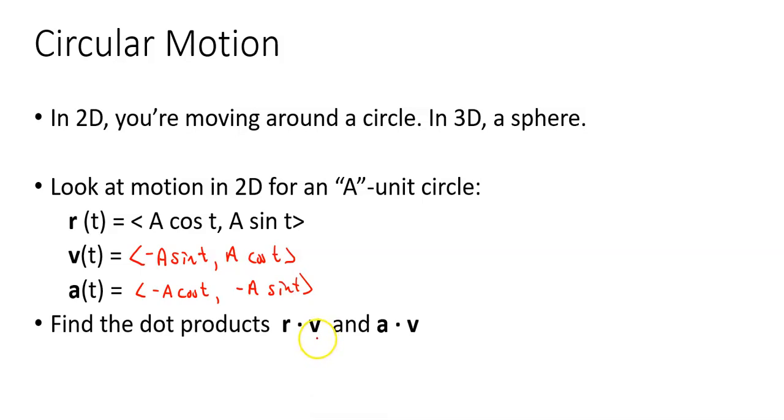Right? If you take the dot product of r and v, you're going to end up with what? I'll do one of these, right? If I take the dot product of this, I'm going to end up with negative a squared cosine sine plus positive a squared sine t cosine t. And what happens? I have exactly the same entry with two different signs between them. The dot product is 0.